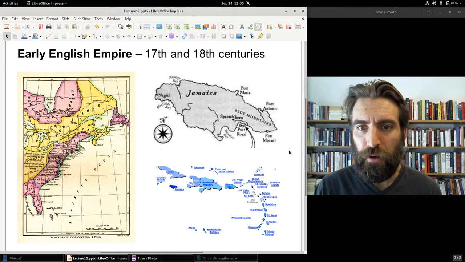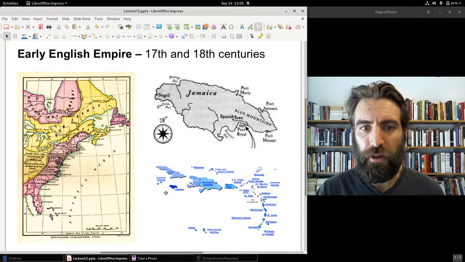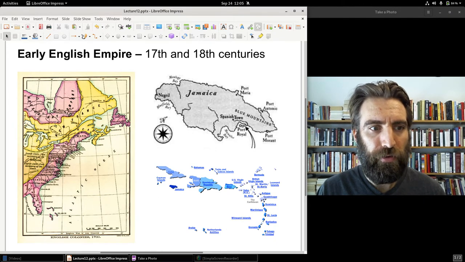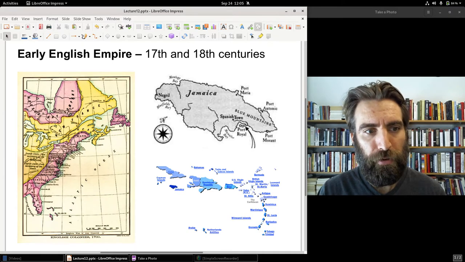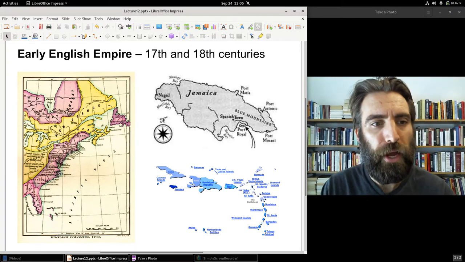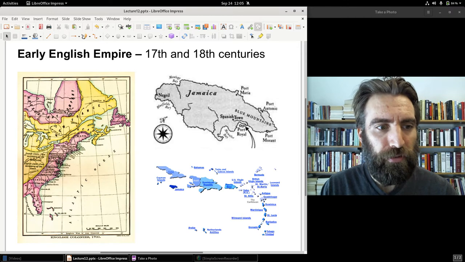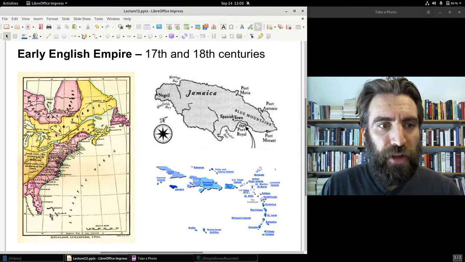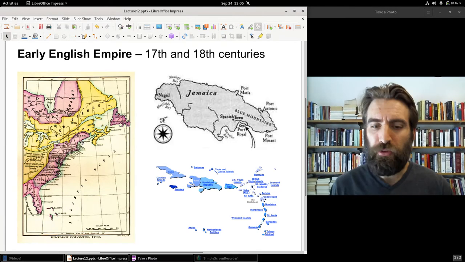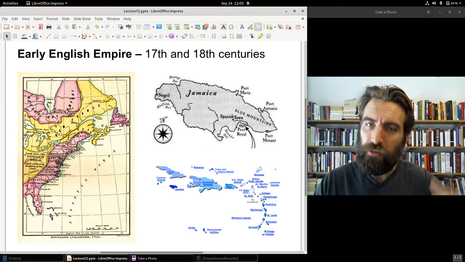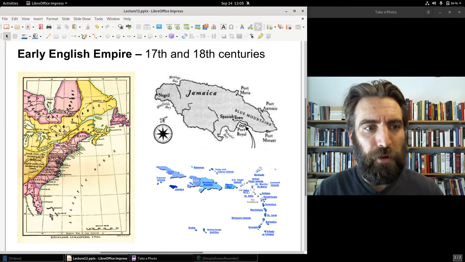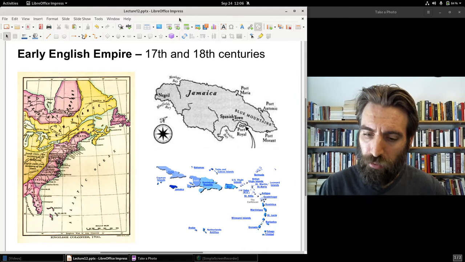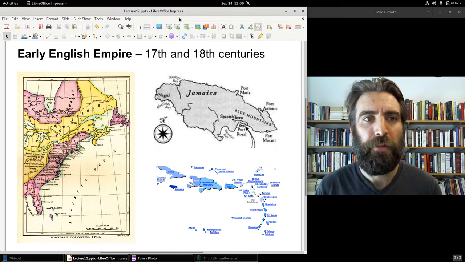sugar is coming from England's colonies in the Caribbean. Tobacco is coming from Virginia, Maryland, and parts of North Carolina. Rice is coming from South Carolina. Timber and what were called naval stores, supplies to build ships, coming from New England. And so England really erects this very profitable empire.